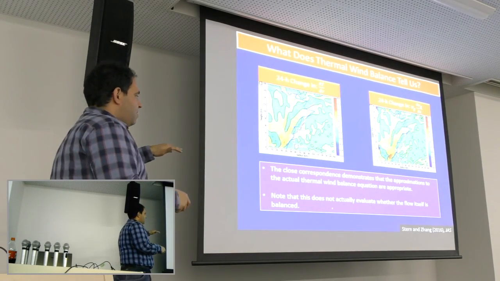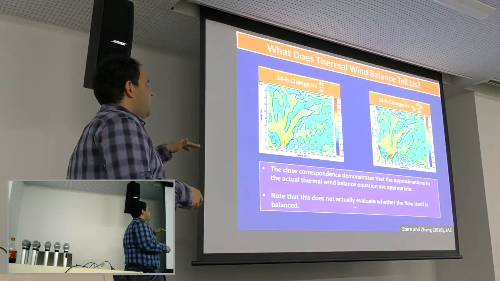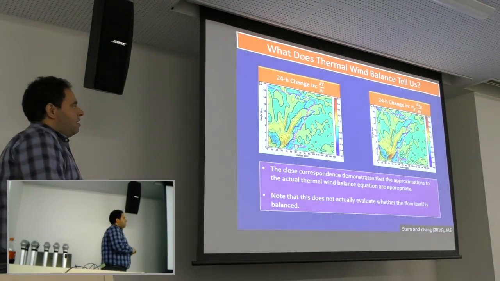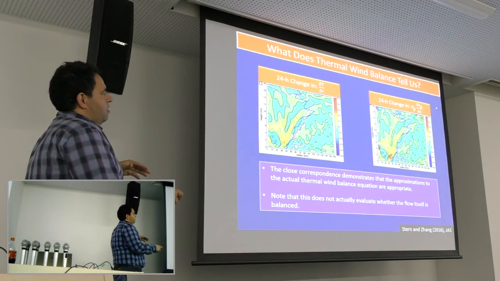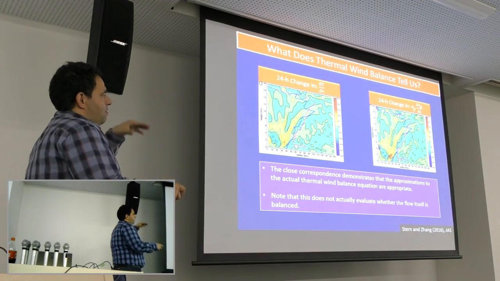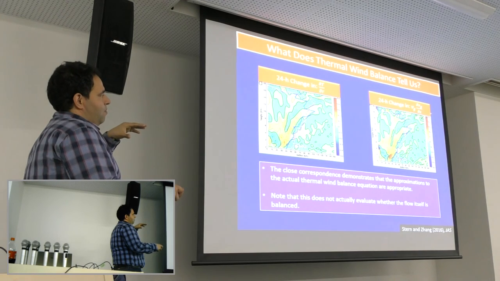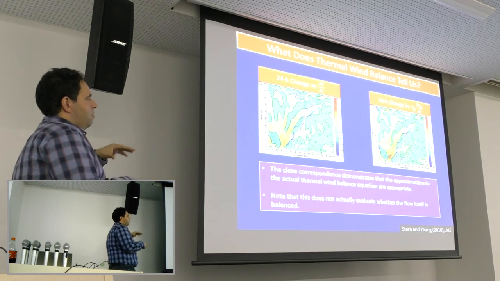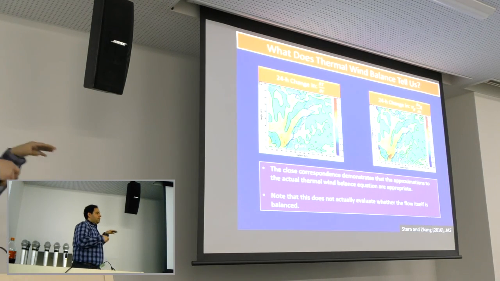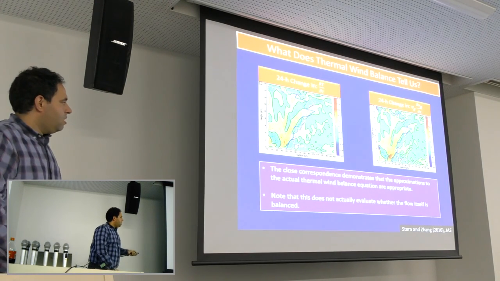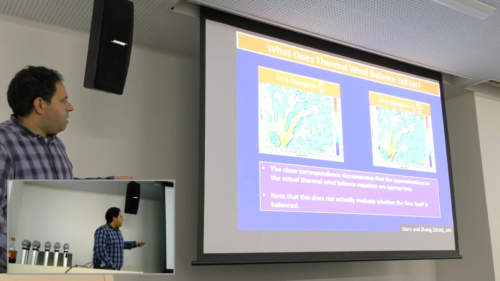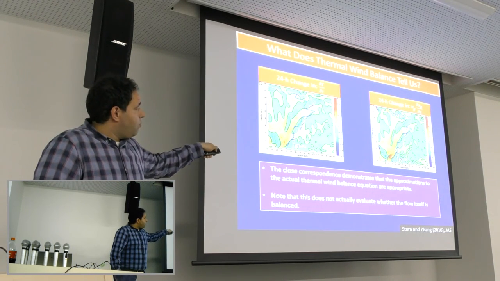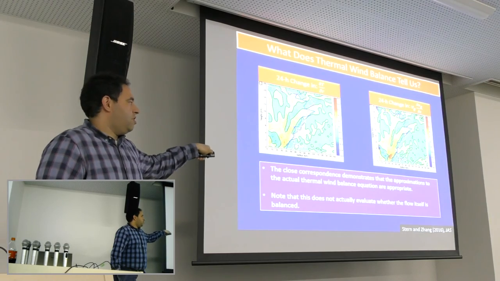I want to make clear that this is not an evaluation of whether the flow itself is balanced. It's just a statement that the shear of the square of the gradient wind is well related to the radial temperature gradient, which is just a statement of the definition of thermal wind balance. But we actually have large imbalance in the boundary layer, because I'm evaluating the gradient wind here, not the actual tangential wind.